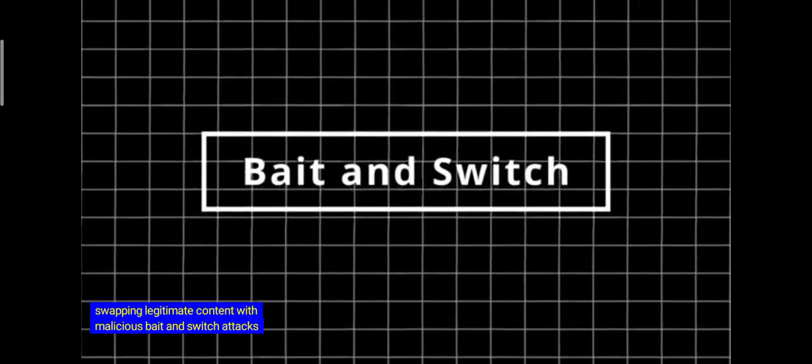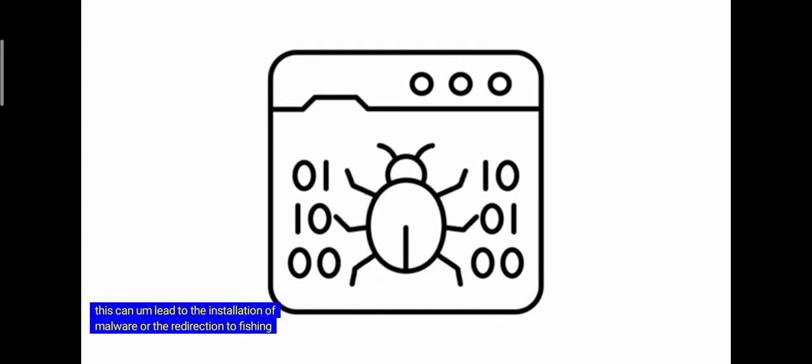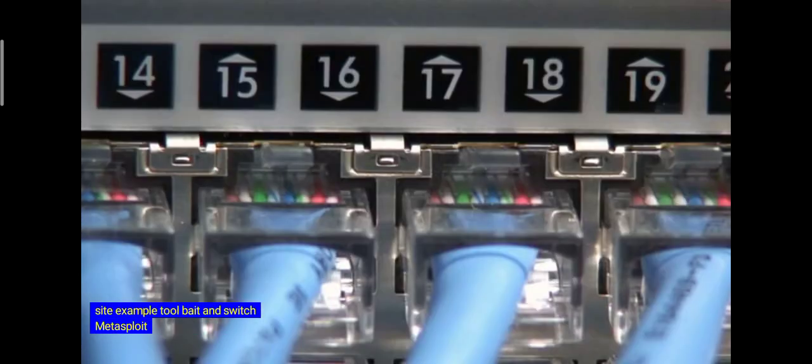35. Bait and switch, swapping legitimate content with malicious. Bait and switch attacks involve luring a user with legitimate content, such as an ad or a download link, then switching it with malicious content. This can lead to the installation of malware or the redirection to a phishing site. Example tool: bait and switch Metasploit module.